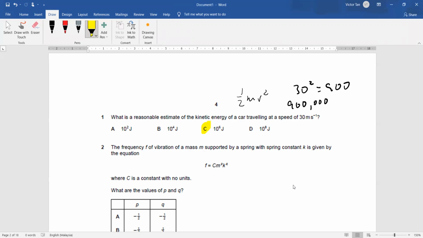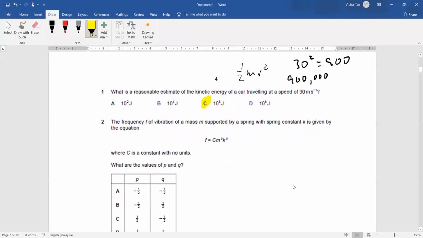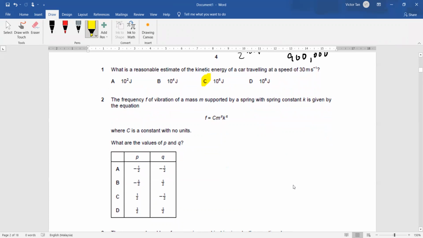The frequency F of vibration of a mass M supported by a spring with spring constant K is given by the equation. By the way, the first question is always about estimation. C is a constant which has no units. What are the values of P and Q? Mass M, frequency F. F will have a unit of second minus 1. M is mass, spring constant is K. K is Newton per meter.